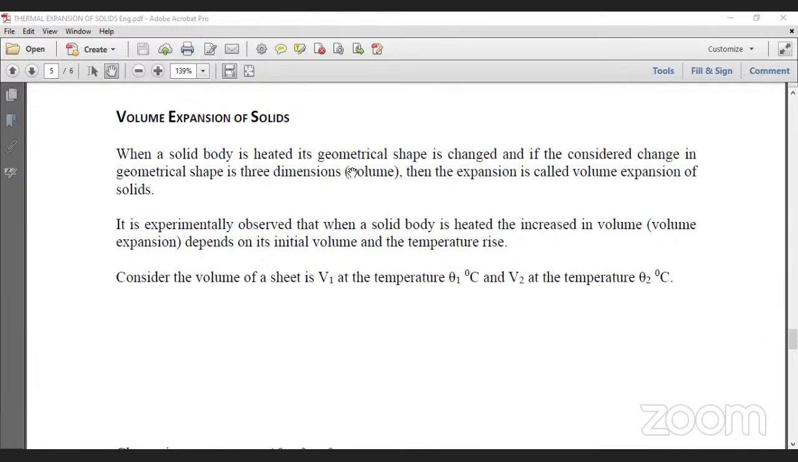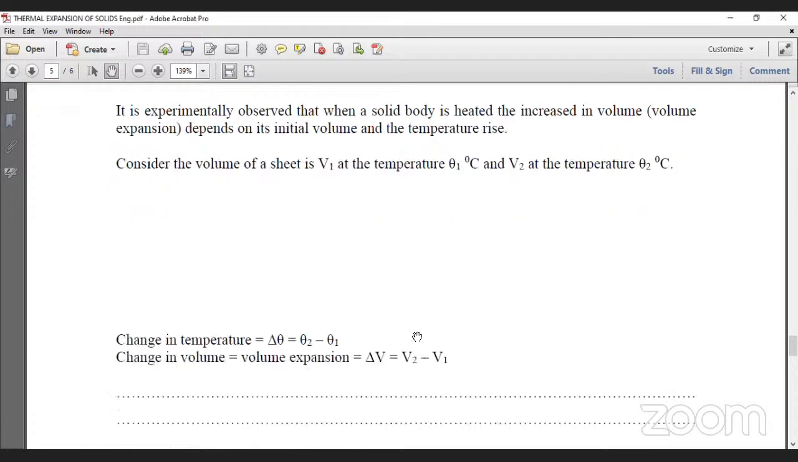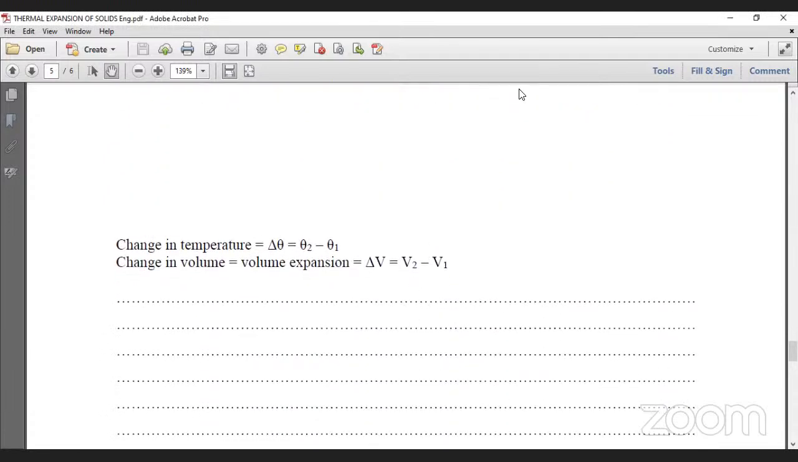And this is the volume expansion, right? It's similar to the previous one, but different: we consider the volume of an object.